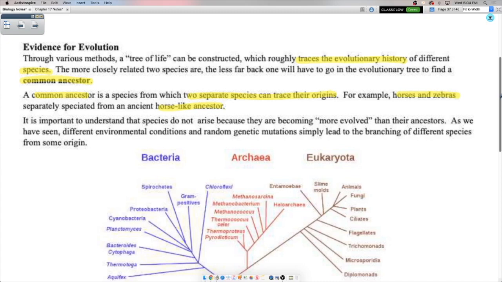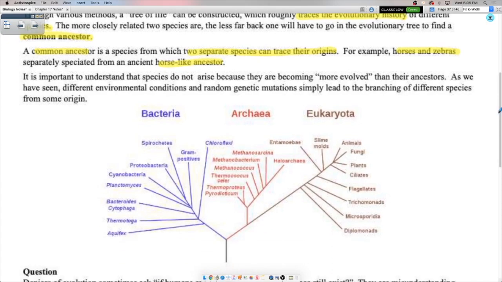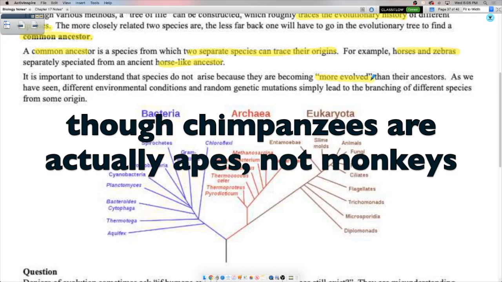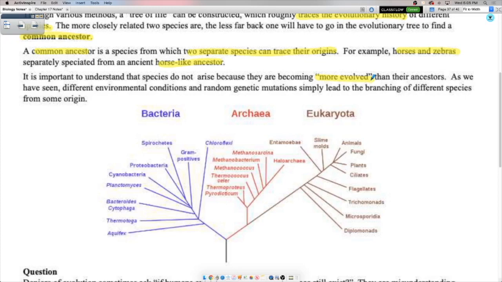Now, something that's important that people often don't understand about evolution is that species do not arise because they are becoming more evolved than their ancestors. So you often hear people say, well, if humans evolved from monkeys, why are there still monkeys? Humans didn't evolve from monkeys. Humans and certain types of monkeys, especially chimpanzees, are our closest living relatives. We just have a common ancestor. Chimpanzees are not our parents or our grandparents. They're our cousins. We did not evolve from one another. We just have a common ancestor that's not that far back. So it's not like we are more evolved versions of chimpanzees.